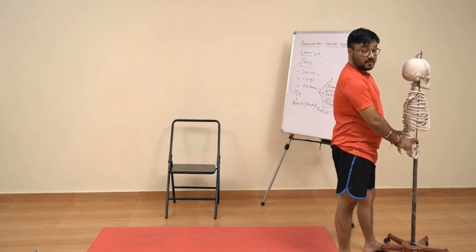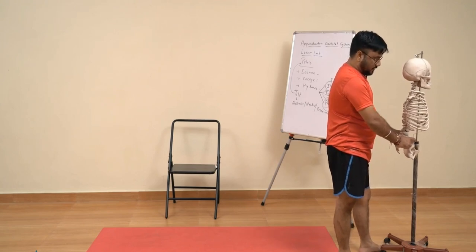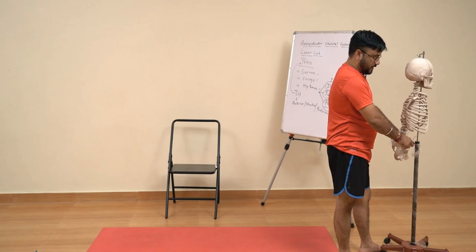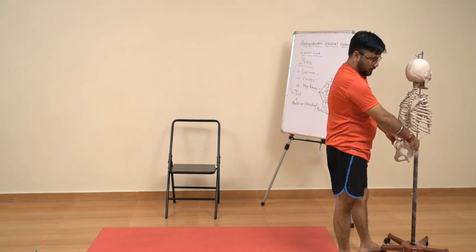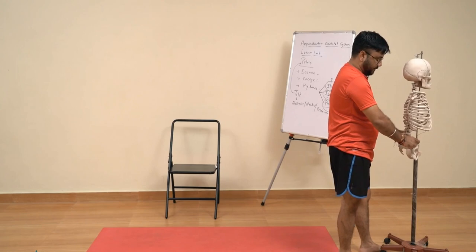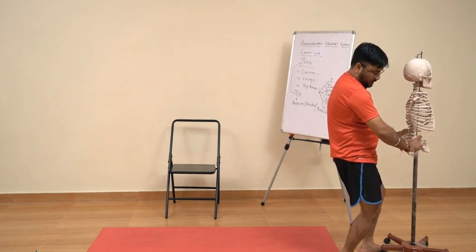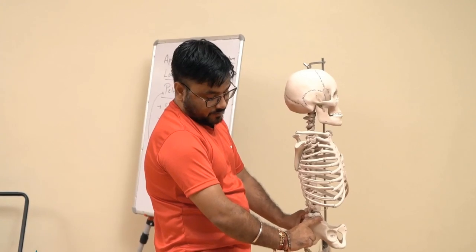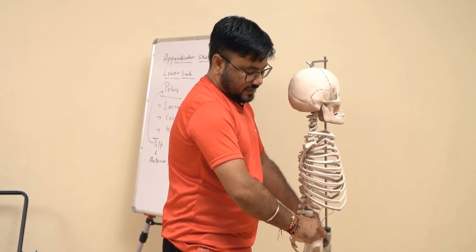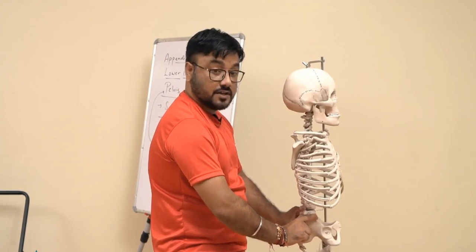My index finger and thumb are on the same line. But if the pelvis goes anterior, my index finger goes down and the thumb goes up. Neutral, in line. Posterior, here we go: the thumb goes down and my index finger goes up. So neutral, anterior, neutral, posterior.